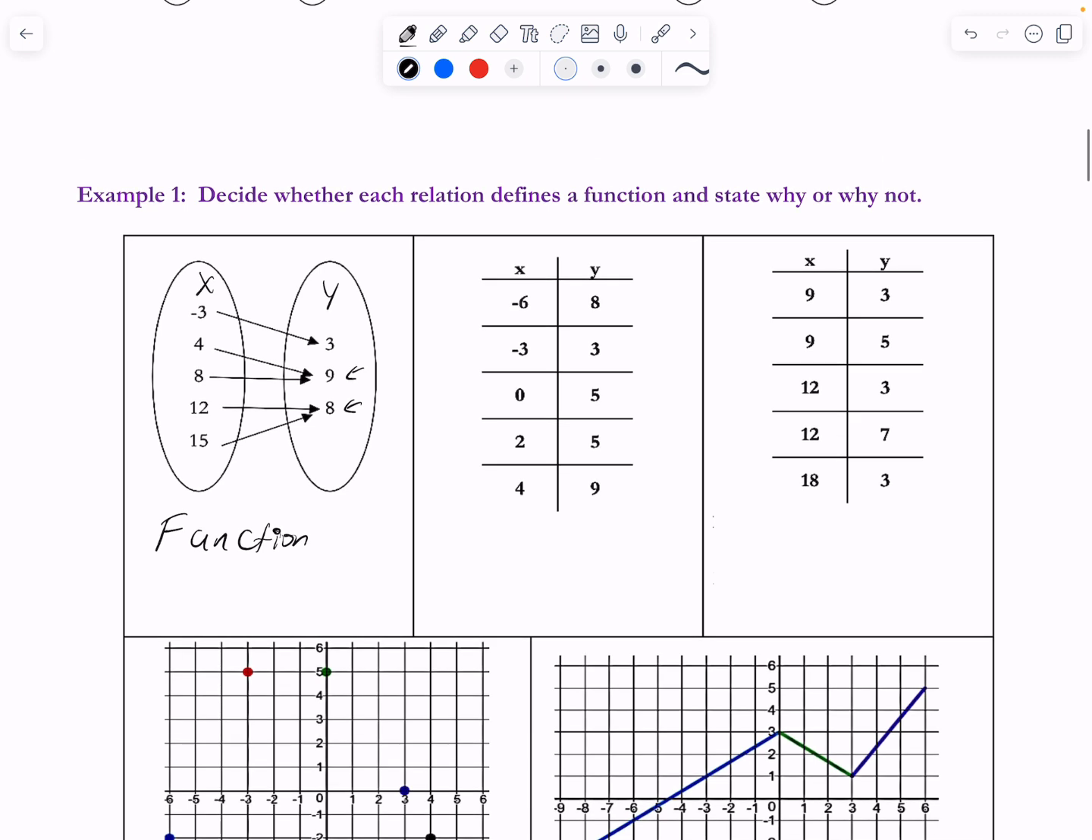Same thing in the second example. I get another repeat here with these 5s, but you'll notice all of my x values are unique, so this is a function.